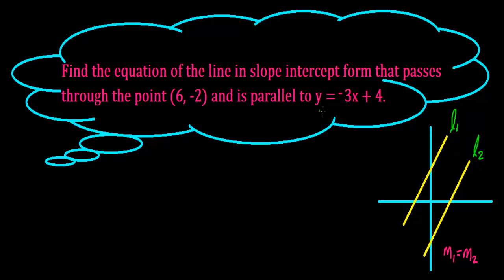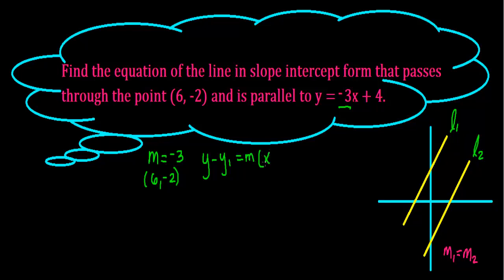So this line here, all I need from this line is the slope, which is negative 3. So I can assume that the slope for this line is the same slope for the line that I'm looking for. m equals negative 3 will be the slope of the new line, and we also know that the point (6, -2) is a point where the line passes through. So with this information, I have a point, I have a slope. I can fill in my point-slope form of the line.